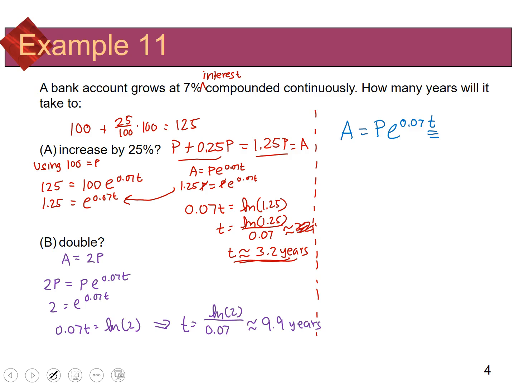So to double it with a 7% interest compounded continuously, it would take about 9.9, say 10 years, for it to happen. So that is the end of this last example.